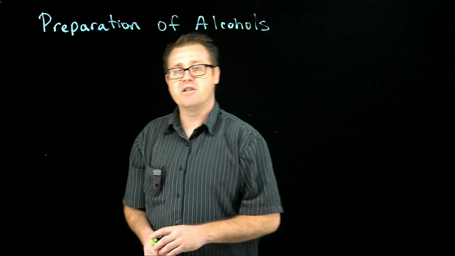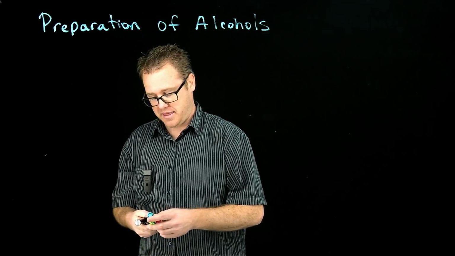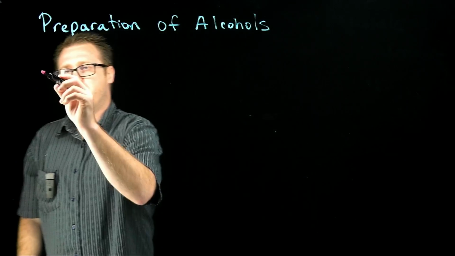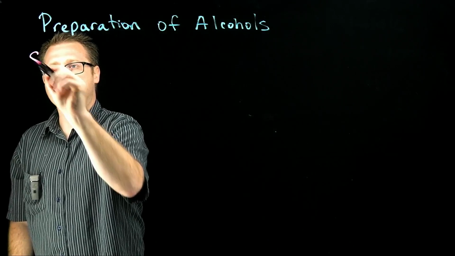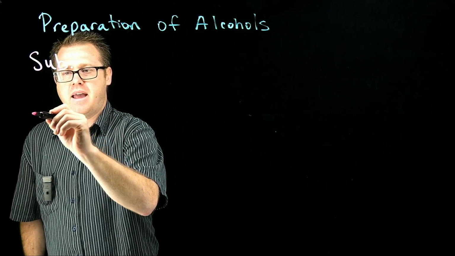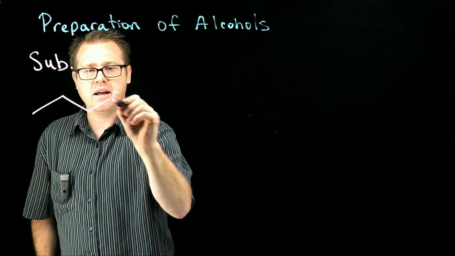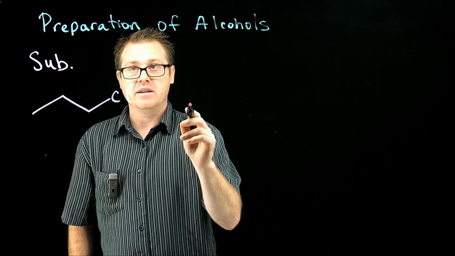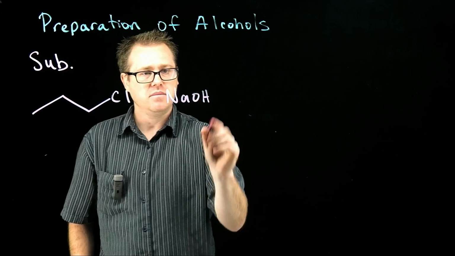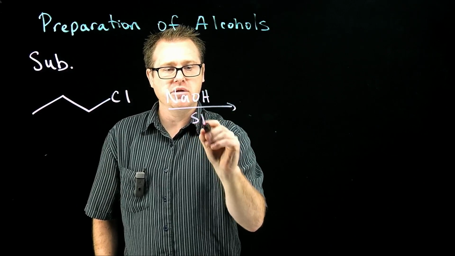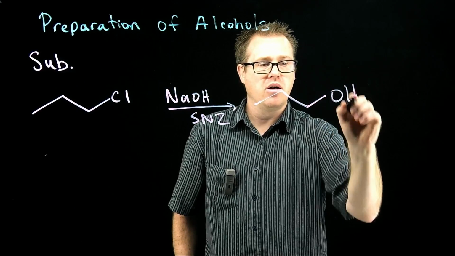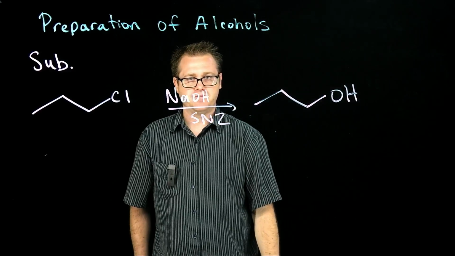Now let's talk about how to prepare alcohols. How can we make them? And this is going to be a review. The first way to do it is a substitution reaction. Recall that if you have a primary alkyl halide and you treat it with a strong nucleophile, such as sodium hydroxide, you can do an SN2 mechanism and generate a primary alcohol like so.